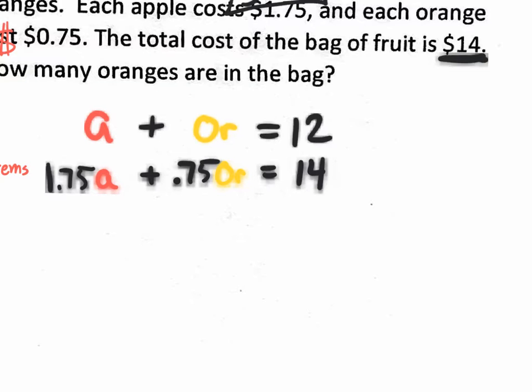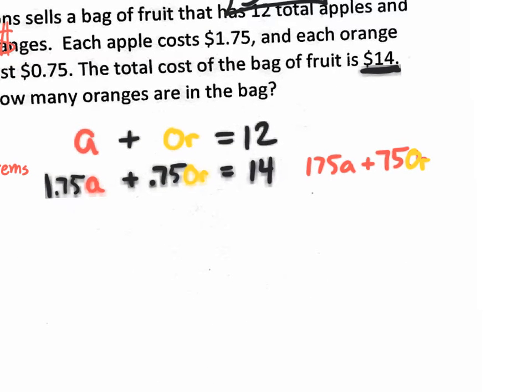So let me rewrite the bottom equation in red. It's going to be 175A plus 75 oranges. I'll put it as OR. That's not good. It's going to look like 750. Let me keep that yellow, OR, so I don't get confused.